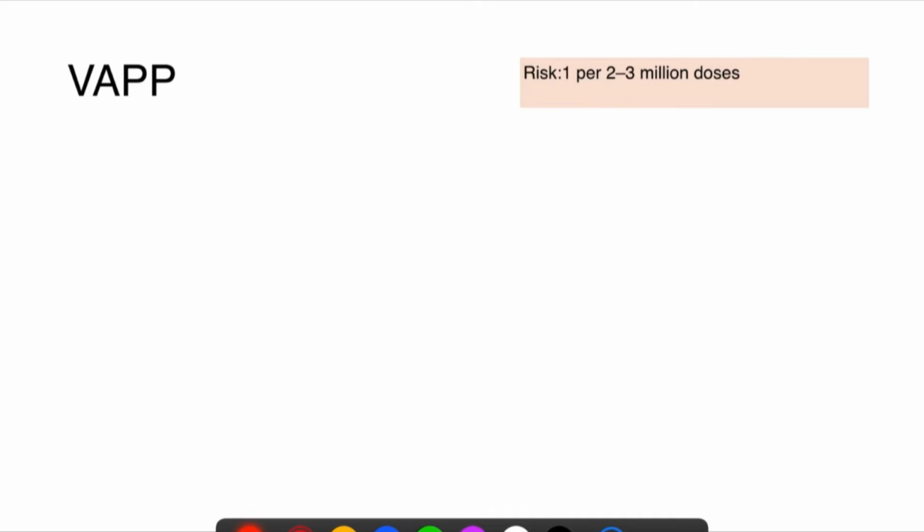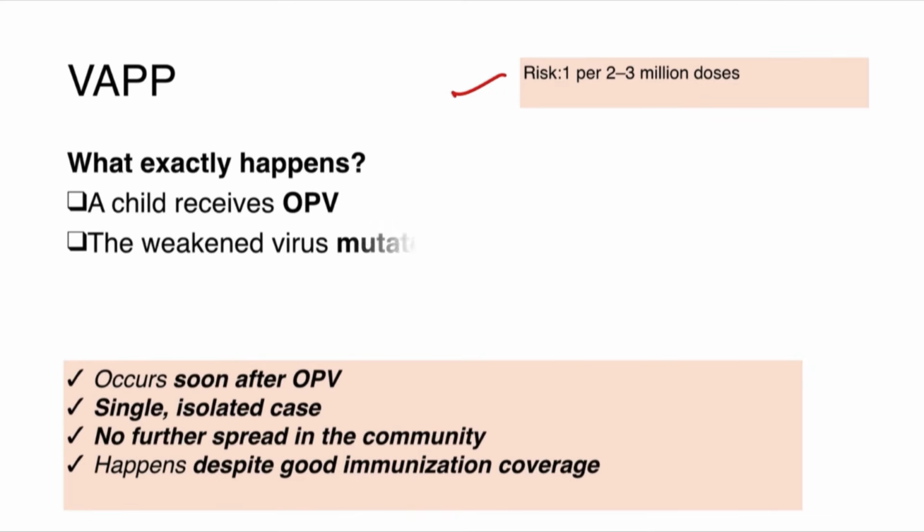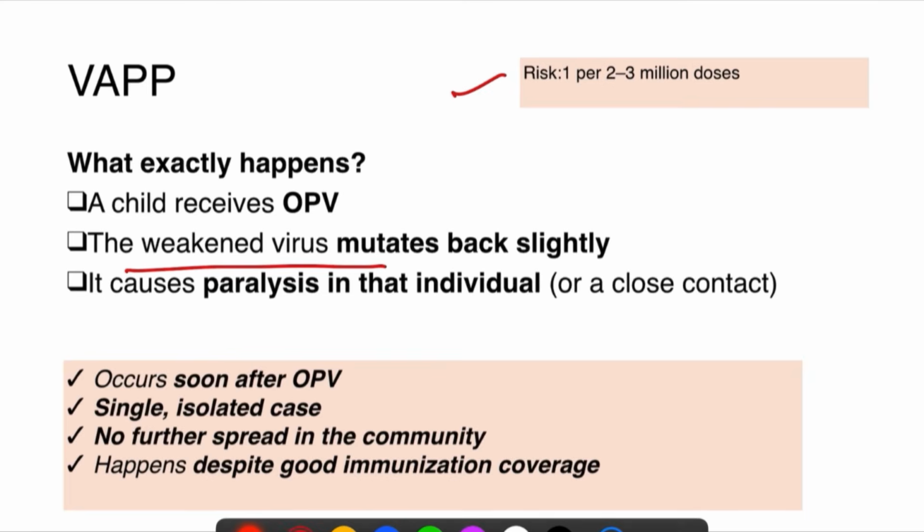Coming to vaccine-associated paralytic polio, the risk is 1 per 2 to 3 million doses. What happens in this? When a child receives OPV vaccine, the weakened virus mutates back slightly, and it can cause paralysis in that individual or in a close contact.